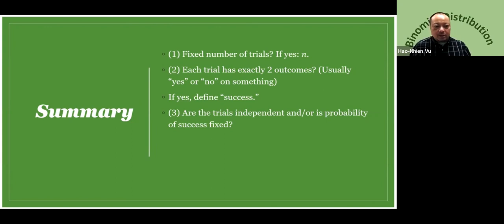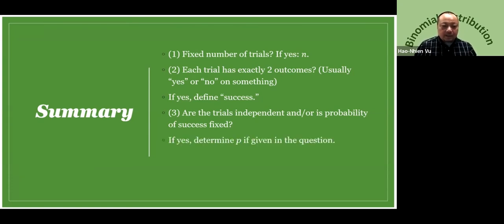Condition number three, are the trials independent and or is the probability of success fixed? And again, some professors and teachers may require you to do both of these separately as two conditions. And if yes, then you determine the P if the question gives it to you. You need all conditions to be met for the process to be binomial. If any one of them fails, not binomial. If binomial, then the notation is capital B, and the two parameters are N, number of trials, and P, the probability of success.